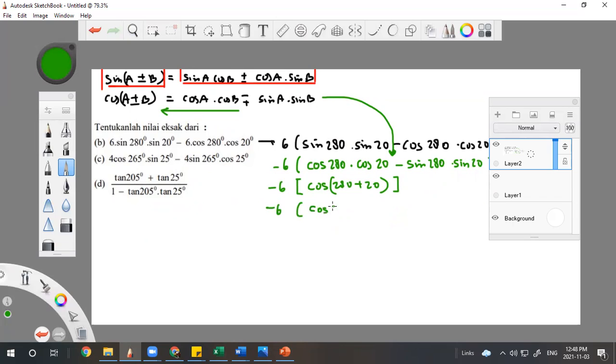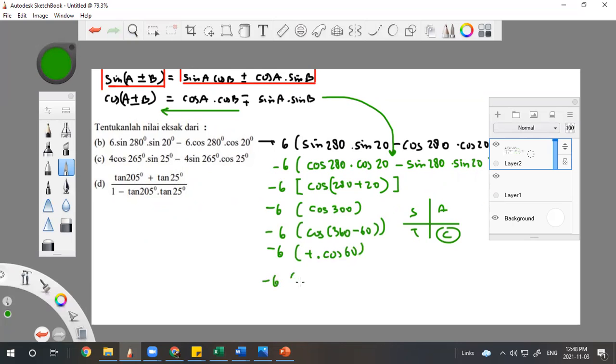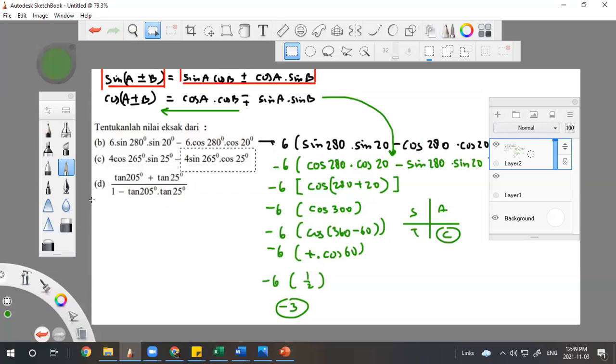Cos 300. 300 lu beresin lagi. 360 minus 60. 360 minus 60 fourth quadrant. Wih, enak nih. Semuanya kayak ada di rumahnya sendiri. Jadi tuan rumahnya. Jadi ini positif cos 60. So, negative 6 times half. Negative 3. Gitu. Ya. Udah. Yang C kita lewatin tuh. Yang D deh kita coba bikinnya.